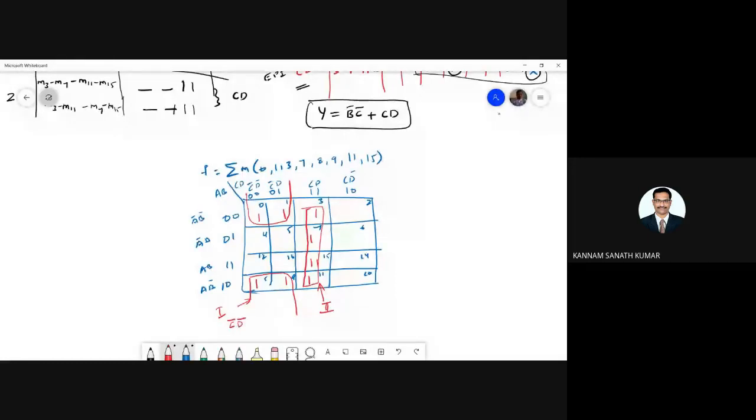Okay, so what is this one? Not C bar D bar. So which is common over here? D bar, B bar, CD. Okay, CD. So what is y? You got the same expression, B bar C bar plus CD. Suppose if you want a redundant prime implicant, you can make this one. Okay, this is a redundant prime implicant.